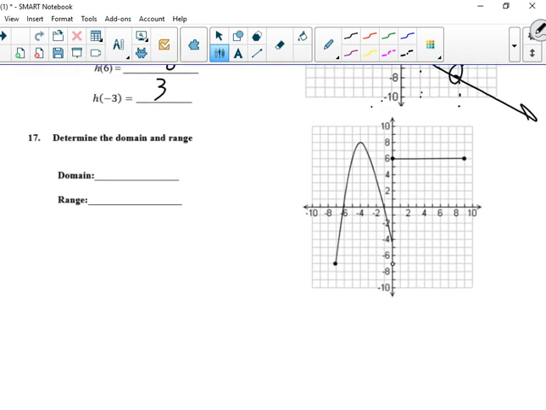All right, this one's kind of a fun one. Domain. How far left does it go? Well, right here, -7. And that is with a bracket because it's a solid dot. How far right does it go? Right there to 9 with a bracket. Range, how low does it go? Right there, -7. And how high does it go? 8 with a bracket.